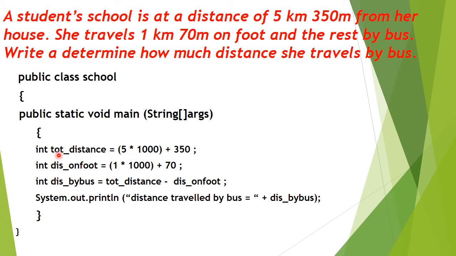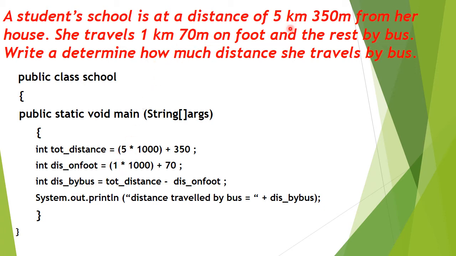First of all we will store the value, what is the total distance from her house to school. So this first variable which I declare, the second variable I declare, so how much distance she travels on foot. Okay, distance on foot. And third variable which I have to calculate, how much distance she traveled by bus.